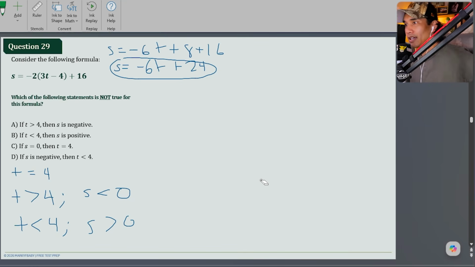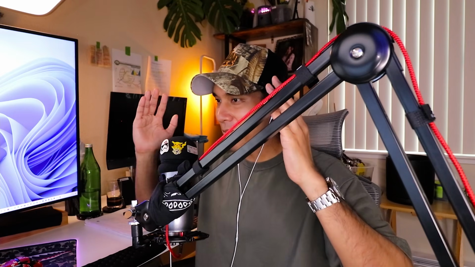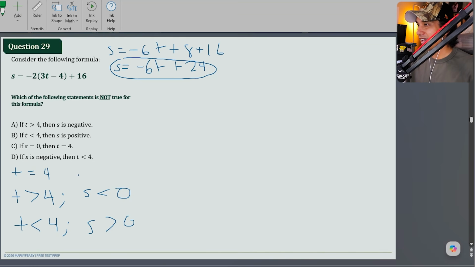So if t is greater than 4, then S is negative. In fact, we got positive when t was... wait. If t is greater than 4, we chose 5, then S is negative. Did we get negative numbers? We did. Oh, crap. Brain fart, guys. Remember, we're looking for what is wrong. And this is actually correct. So A is wrong because it is correct.